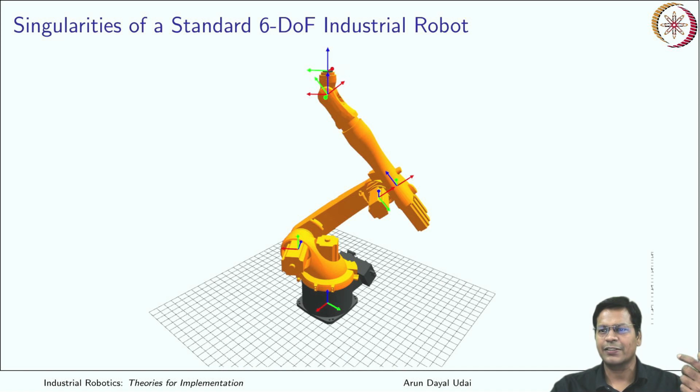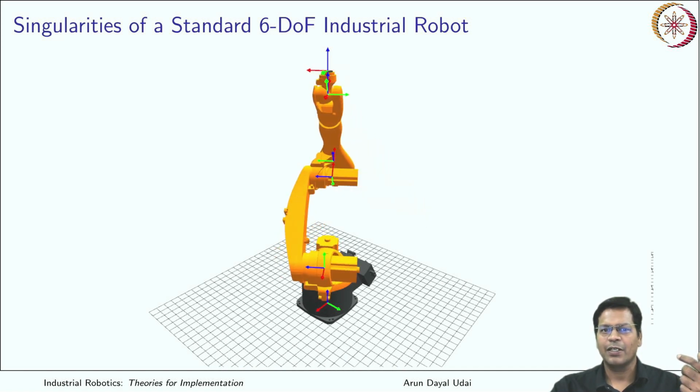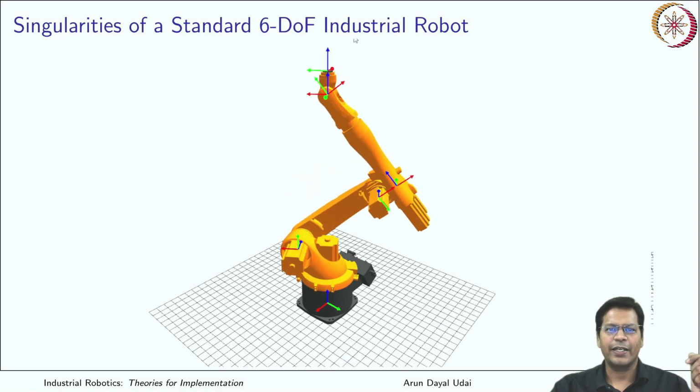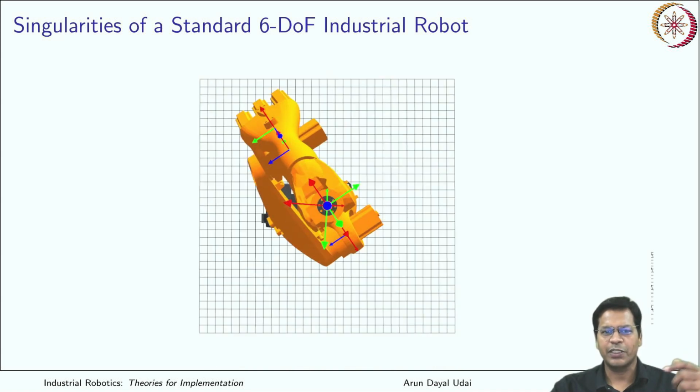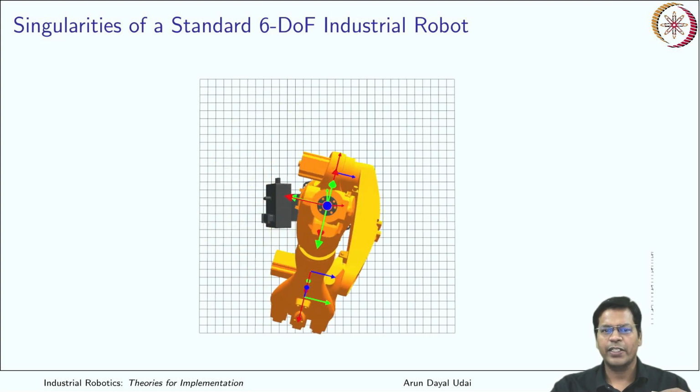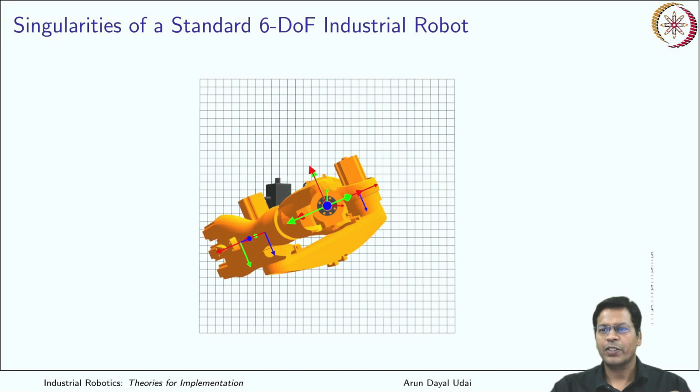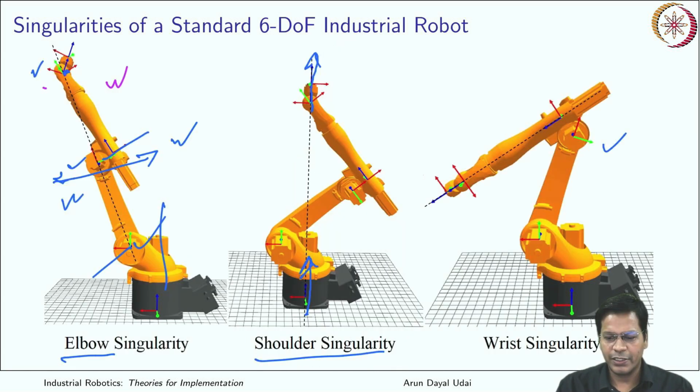The last axis and the base axis both are in a single line. So if you look from the top, you see it is not causing any displacement. This is the last axis motion, and the same will be the case when it rotates from the base. So this is a typical case of shoulder singularity.